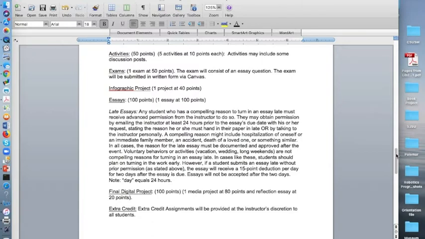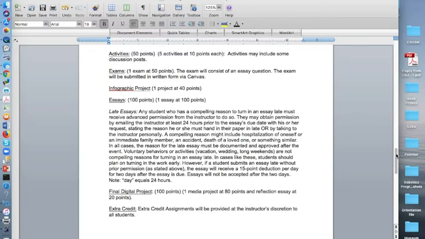Late essays policy is that any student who has a compelling reason to turn in an essay late must receive advance permission from the instructor to do so. They may obtain permission by emailing the instructor at least 24 hours prior to the essay's due date with his or her request stating the reason he or she may hand in their paper late, or by talking to the instructor personally, but since we're online, it will be via email or through a meeting of some sort.